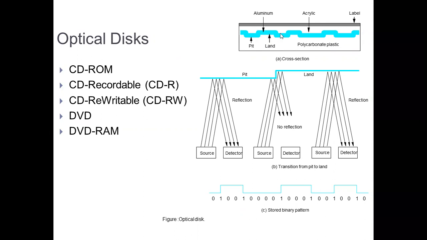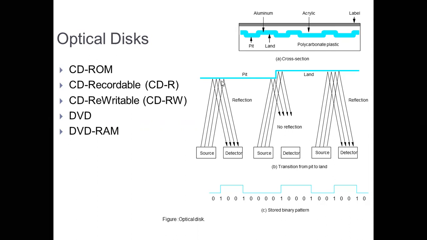An aluminum coating is done on the polycarbonate plastic, with the formation of pit and the formation of land. This is the label, and this is acrylic over here. Here you will see this particular formation: optical rays are being sent onto the pit and the land.